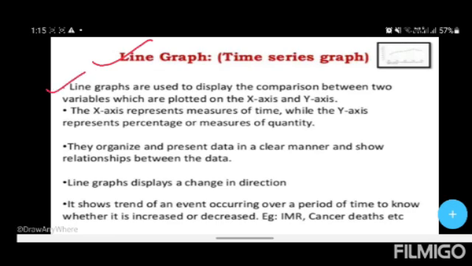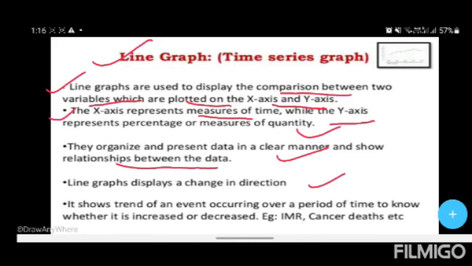Then we have line graphs. Line graphs are used to display the comparison between two variables which are plotted on the x-axis and the y-axis. The x-axis represents measure of time while y-axis represents percentage or measure of quantity. Here the data is presented very clearly, and it also shows the relationship between the data. Line graphs display a change in direction. It also shows the trend of event over a period of time to know whether it is increased or decreased.